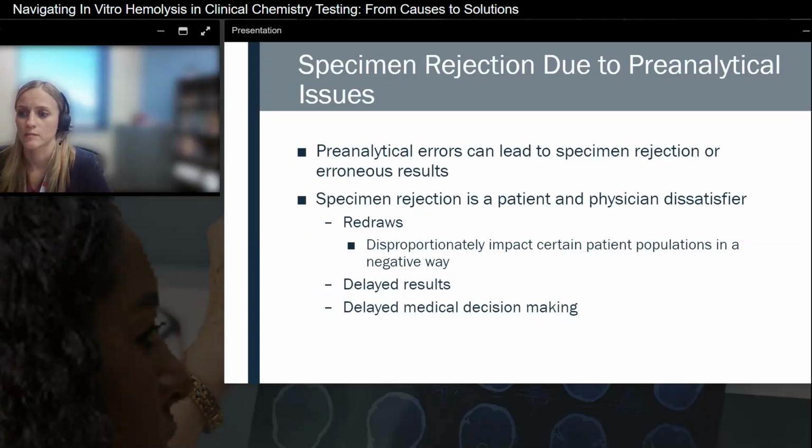We all know that redraws can be particularly problematic for some patient populations, such as those that don't have easy venous access or those that are at risk of iatrogenic anemia, such as in the neonate population. So it's very important that we are able to reduce specimen redraws.